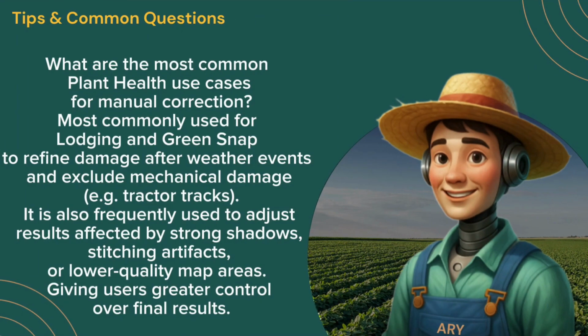What are the most common plant health use cases for manual correction? Most commonly used for lodging and green snap, to refine damage after weather events and exclude mechanical damage, for example, tractor tracks. It is also frequently used to adjust results affected by strong shadows, stitching artifacts, or lower quality map areas, giving users greater control over final results.